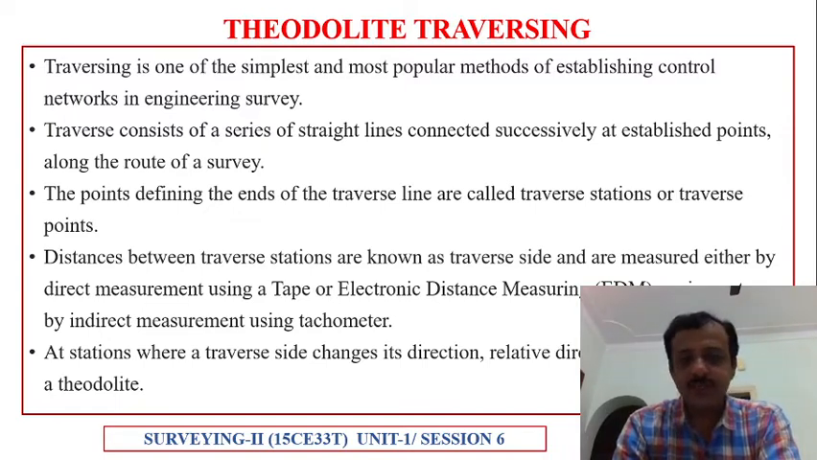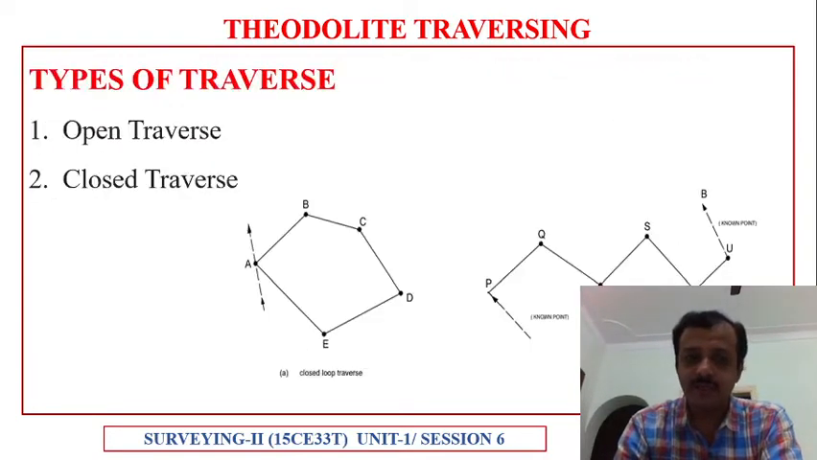At stations where the traverse side changes its direction, relative directions are measured with a theodolite. Whenever the traverse sides change at station points, the direction changes, and we measure these directions using the theodolite, that is, angle measurement.